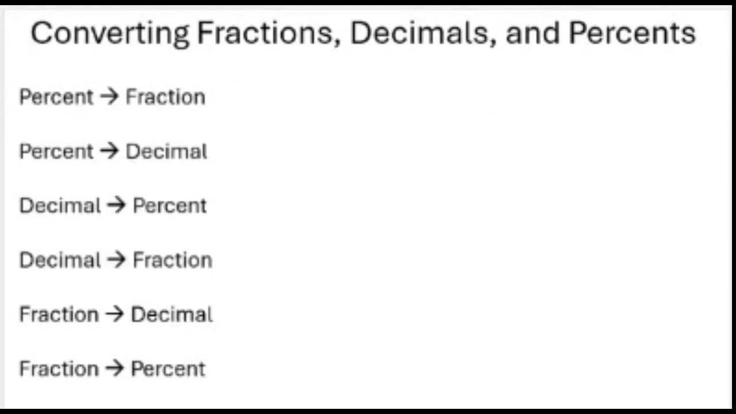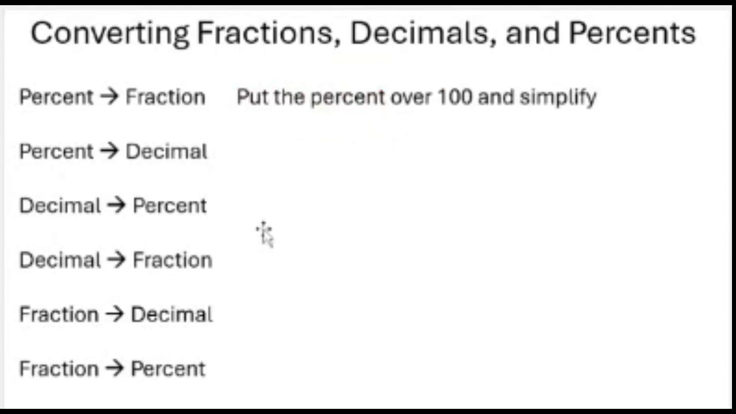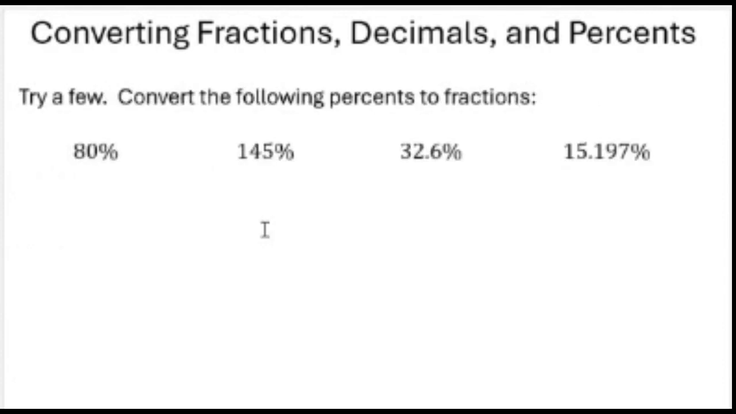So first of all, a percent to a fraction. Let's just remind ourselves of what we just did. 75% means 75 per 100, and then we reduce that fraction by dividing out of the top and the bottom to 3/4. So in other words, we put the percent over 100 and then we simplify the fraction. So that's our strategy for that first one. And then we're going to try a few here.